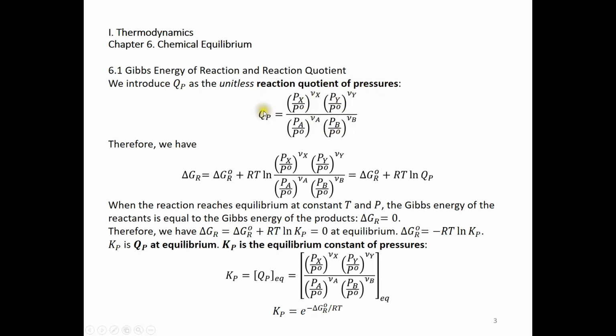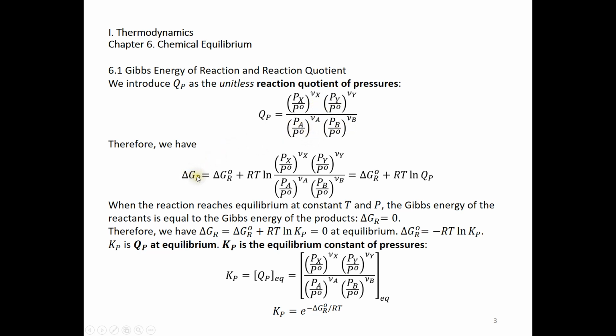This is the expression of Q sub P, products on top, reactants on the bottom. And we have Px over P naught to the power of nu x, Py over P naught to the power of nu y. These two are the products. And similarly, we have reactants on the bottom. Q sub P is unitless because Px over P naught is unitless. Same for this, this, and this. They're all unitless. And now we have a simpler expression.